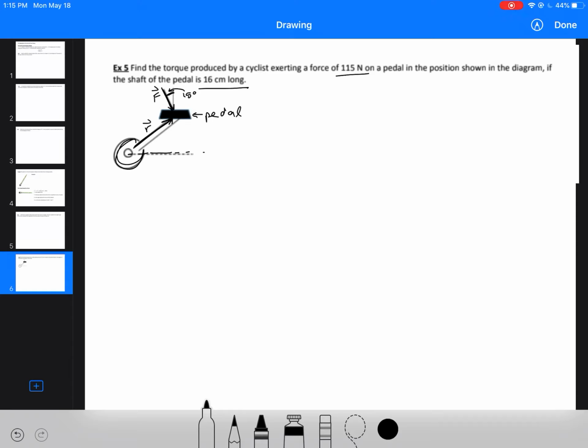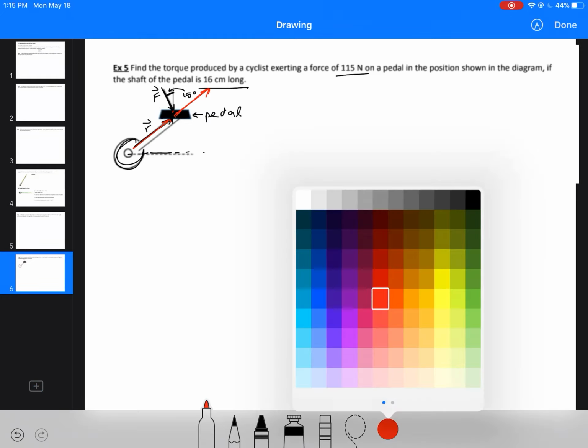So the way that I like to think of this one is I'm going to slide my vector sort of along the pedal like this. So hopefully you can see I've got the same magnitude with this new red arrow that I've drawn, but now I've got the tip of my force vector meeting with the tail of my radius vector. So now I'm going to do the same thing to the force vector.